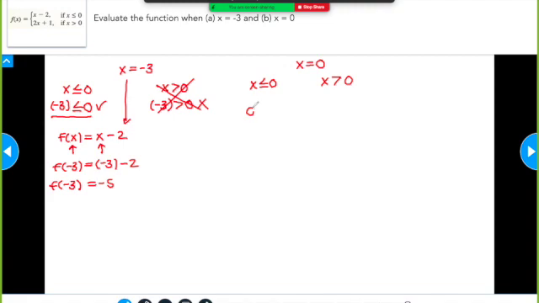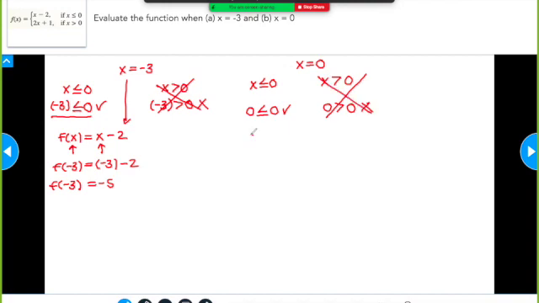If I substitute 0 for the x here, x is less than or equal to 0, that is a true statement. So I'm going to be using that linear equation. Over here, 0 is greater than 0. That's not true. 0 is equal to 0, but it's not greater than 0. And so because of that, we're not going to be using this linear equation.